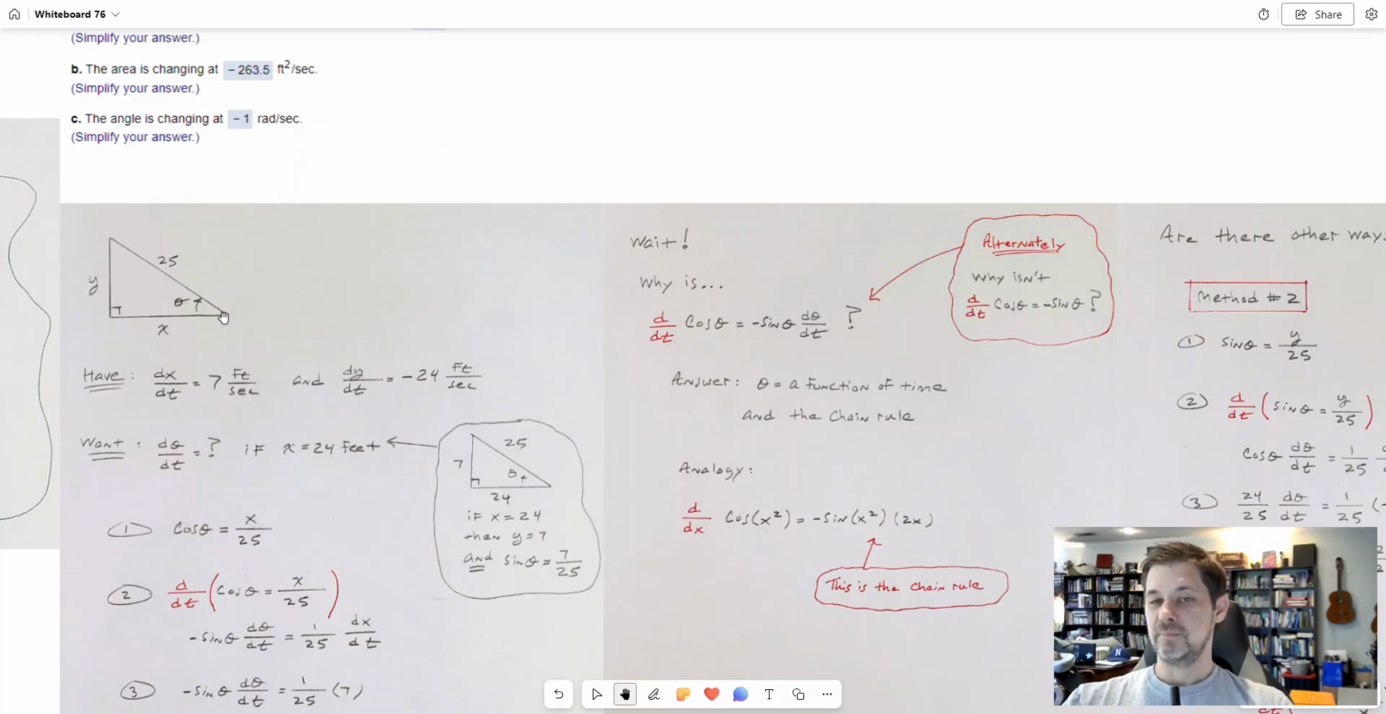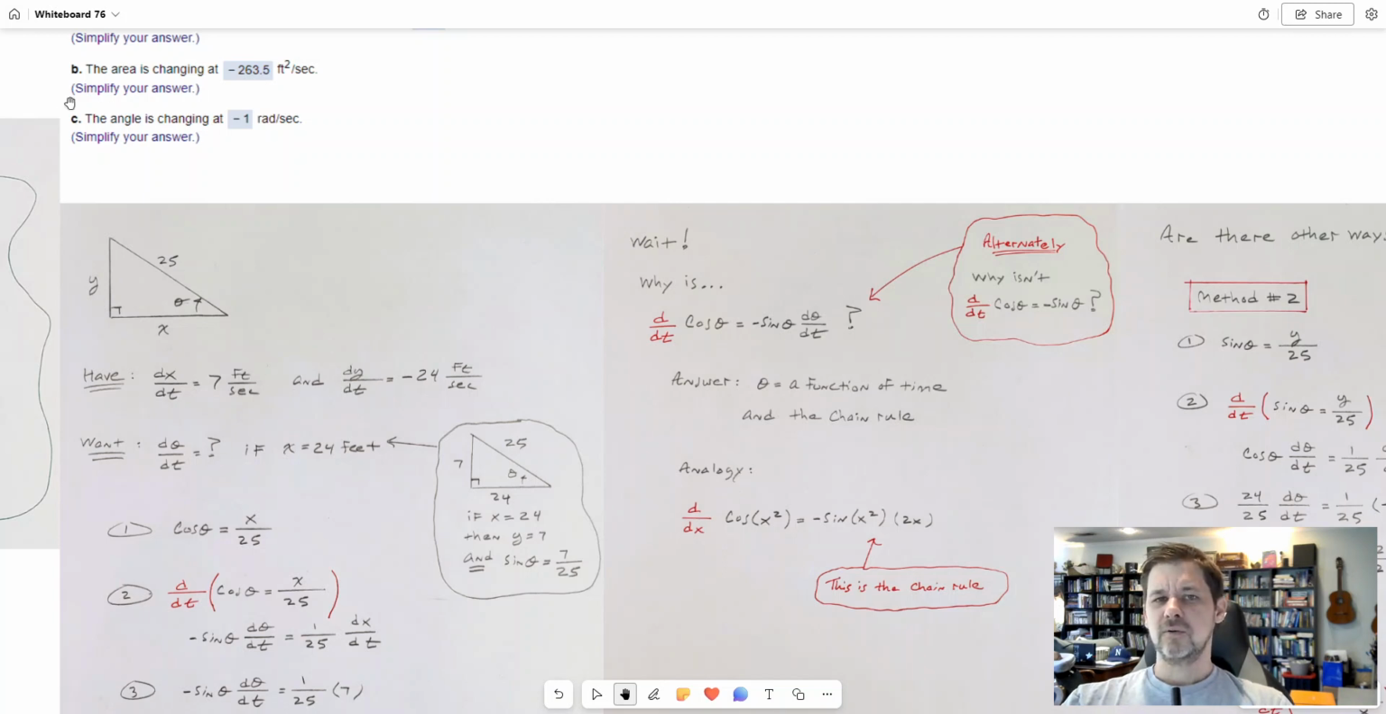For you to say that the base of the ladder slides out at 7 feet per second, and for this distance to be x, you're telling me the derivative of x with respect to time is 7 feet per second. We found also in part A that the top of the ladder slides down at 24 feet per second, making dy over dt negative 24 feet per second. Negative because the y aspect of this triangle is getting smaller. Maybe the top of the ladder is moving through space at 24 feet per second, but as far as this triangle goes, y is getting smaller by 24 feet for every second.